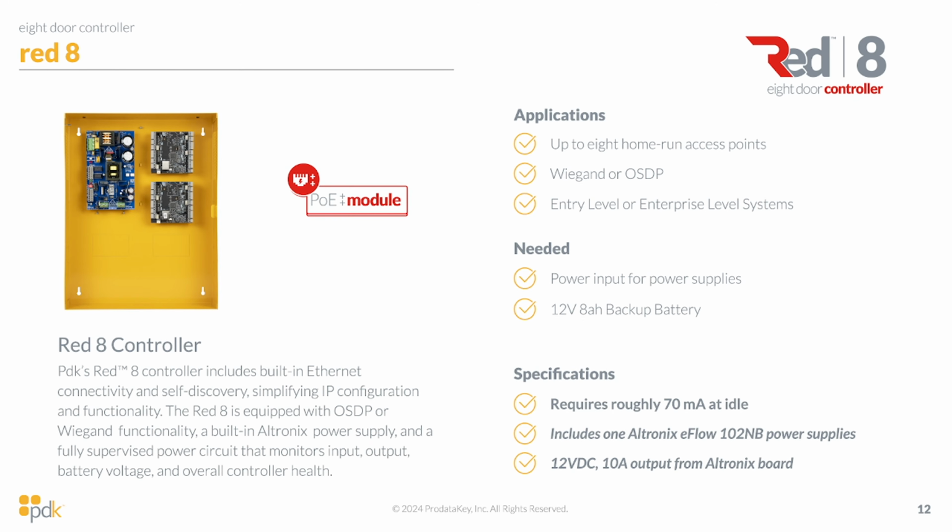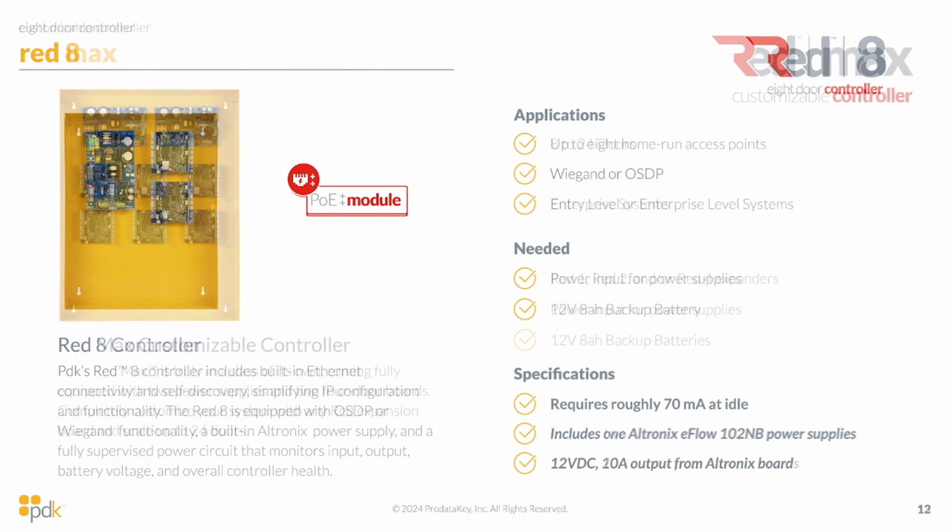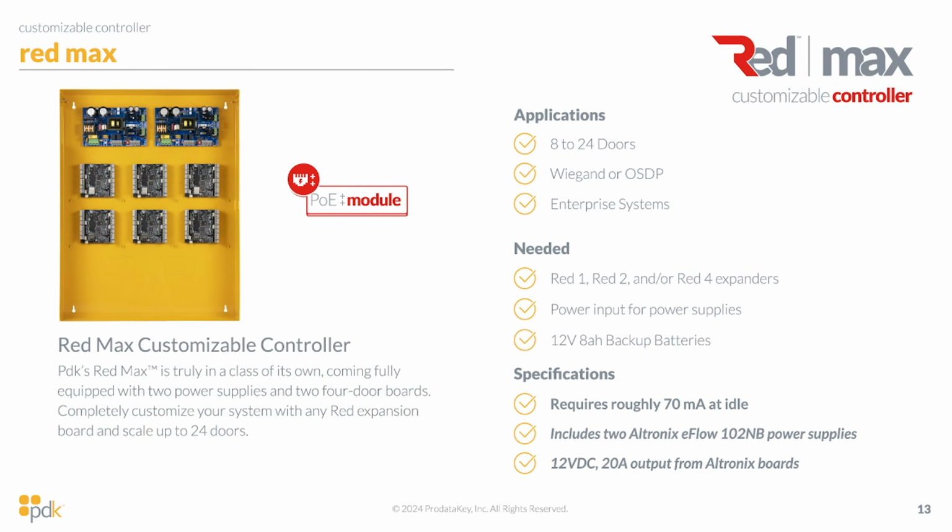And then finally, that leads us into the red max, which is going to be the 2 Altronics eFlows. And pretty self-explanatorily, is that a word, explanatorily? That's a new word. I'm going to deem that a new word. We have 2 Altronics eFlows, which give us a total of 20 amps of power.